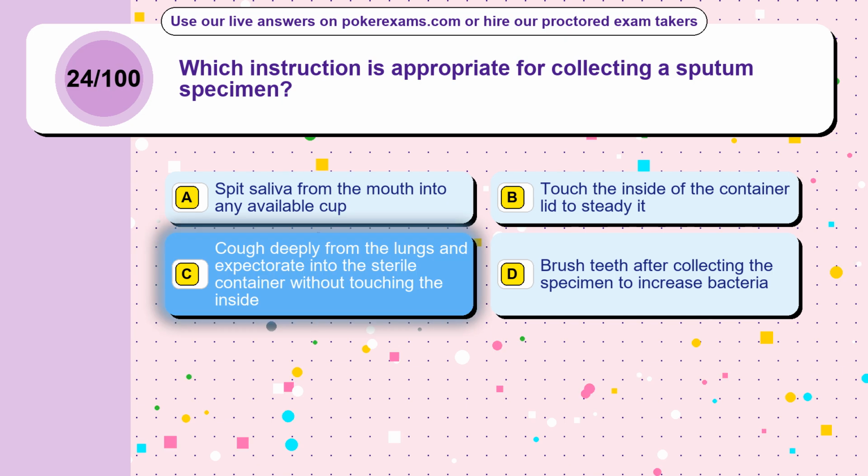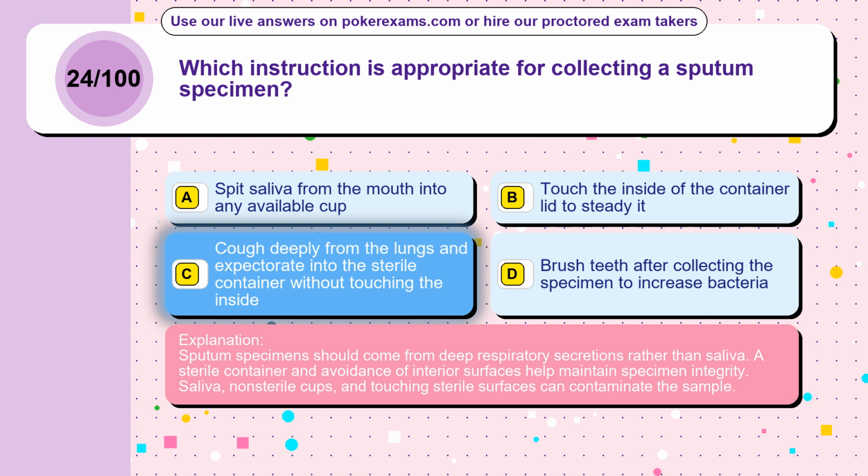The correct answer is option C. Cough deeply from the lungs and expectorate into the sterile container without touching the inside. Sputum specimens should come from deep respiratory secretions rather than saliva. A sterile container and avoidance of interior surfaces help maintain specimen integrity. Saliva, non-sterile cups, and touching sterile surfaces can contaminate the sample.